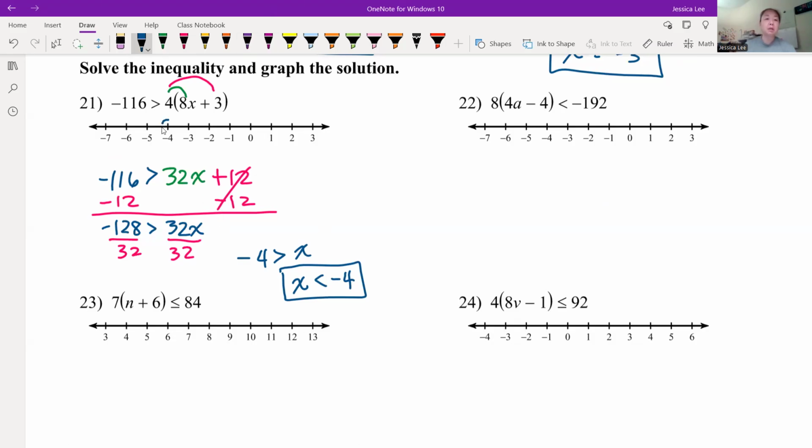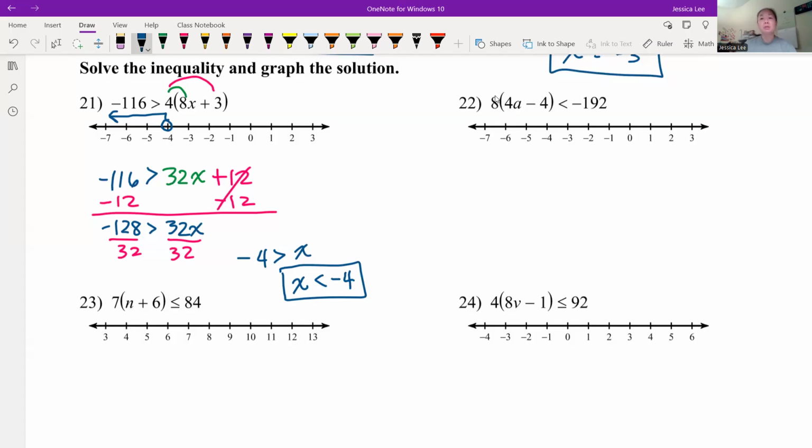So at negative 4, can it be negative 4? No, because there's no equal to sign. So it's open, just like, remember, our domain. And then which way are we going? It says x is less than, so these are all the numbers that x can be. Anything less than negative 4 is going to be a solution. Done.